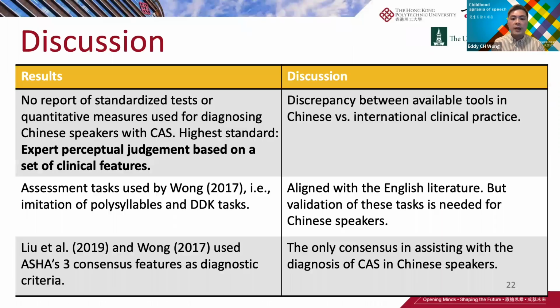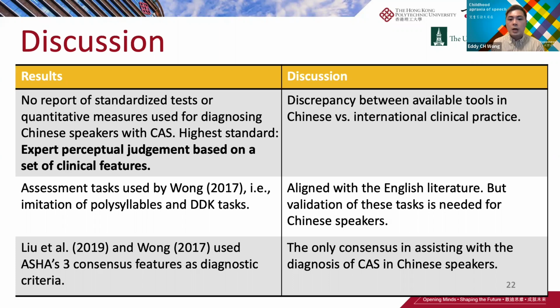In this study, we find that there is no report of standardized tests or quantitative measures used for diagnosing Chinese speakers with CAS. The most popular method was using perceptual judgment, and the current highest standard was expert perceptual judgment based on a set of clinical features. Obviously, there is a discrepancy of the available tools between Chinese and the international clinical practice.